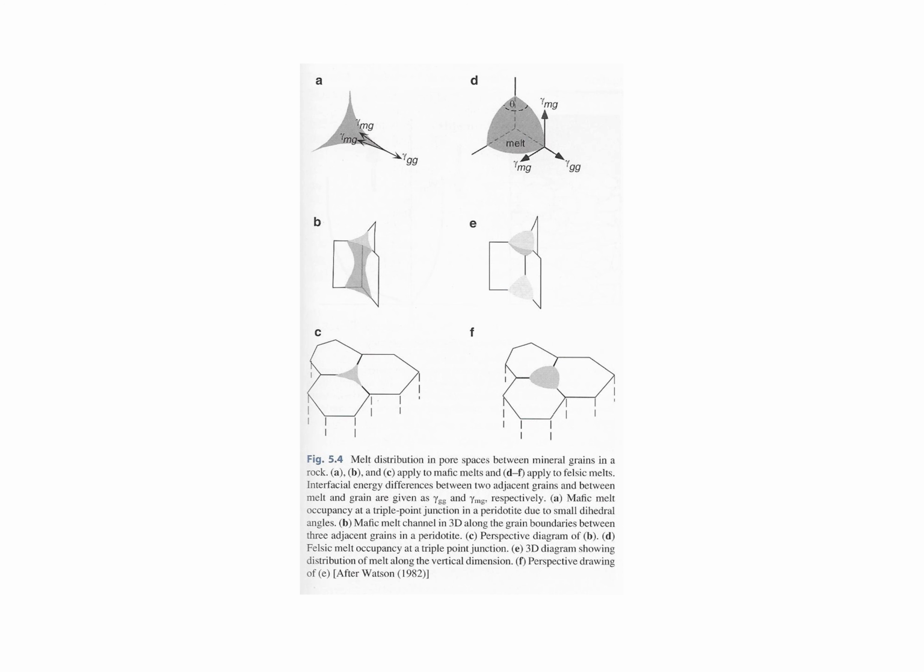E, 3D diagram showing the distribution of melt along the vertical dimension, and F gives us the perspective drawing of E. So, and therefore we have just such a single bubble inside. I think you got this by now.